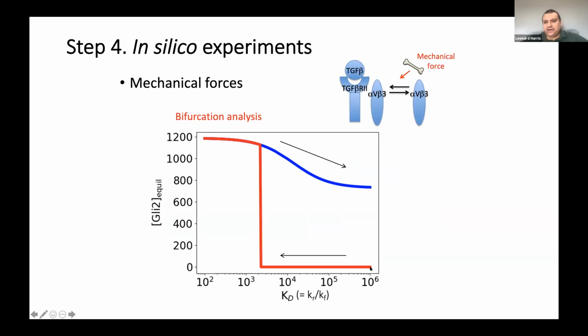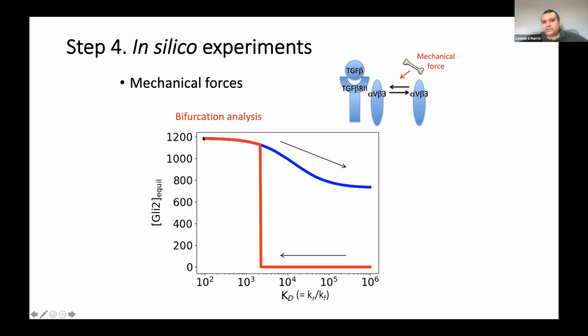So up here at these large values of KD, this is very low interaction, very weak interaction between the integrin and the receptor. And this is the GLI2 level over here. So with a very weak interaction, there's zero GLI2 until we hit this threshold. And then boom, around 2000, it turns on. And then we reach a level of around between 1100 and 1200.